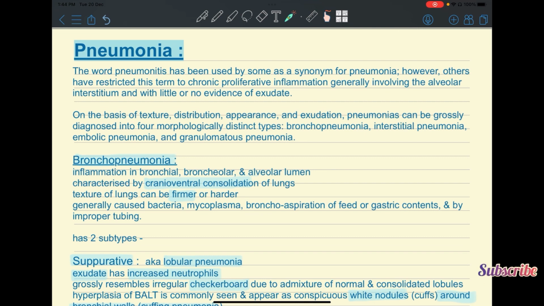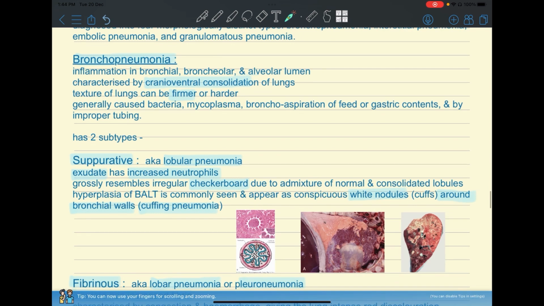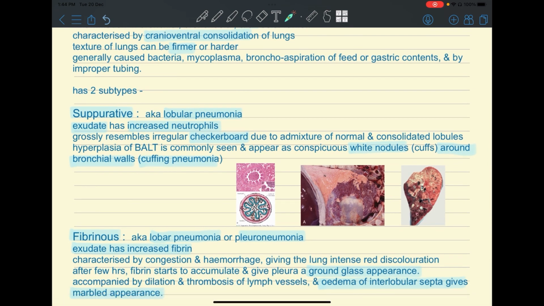It is generally caused by bacteria, mycoplasma, bronchoaspiration of feed or gastric content, or by improper tubing. It is further subdivided into two types on the basis of the nature of the exudate. If the exudate has more neutrophils, it is called suppurative bronchopneumonia. If the exudate has increased fibrin, then we call it fibrinous bronchopneumonia. Suppurative bronchopneumonia is also called lobar pneumonia.